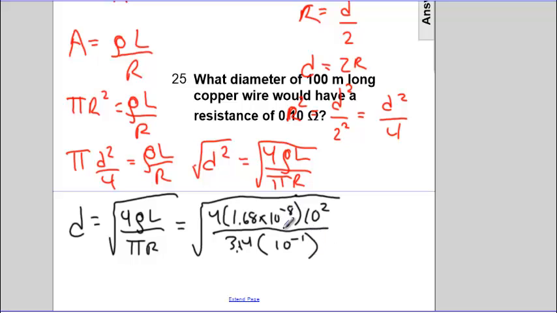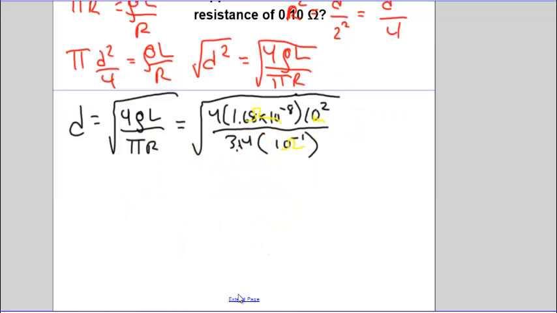So this is ohm meters. Let's just write units. Ohm meters times meters divided by ohms. What are ohms divided by ohms? That's 1. What are meters times meters? It's meters squared. Square root of meters squared will be meters. And then this is just a lot of computation.